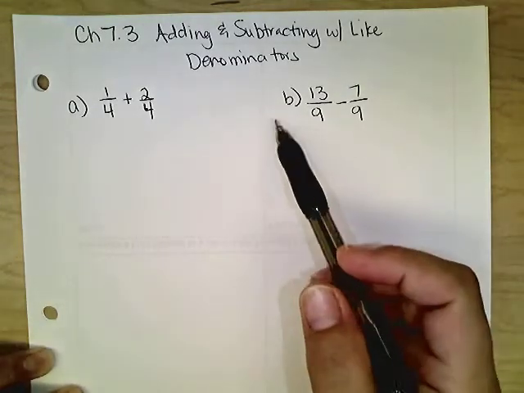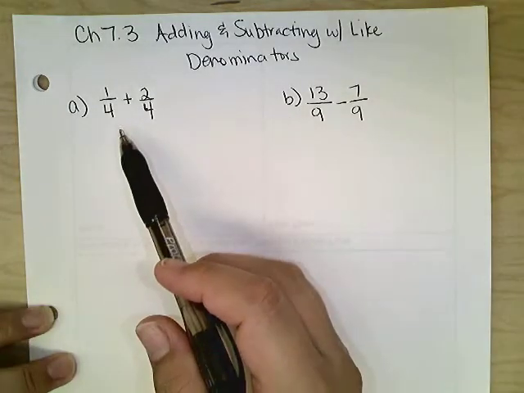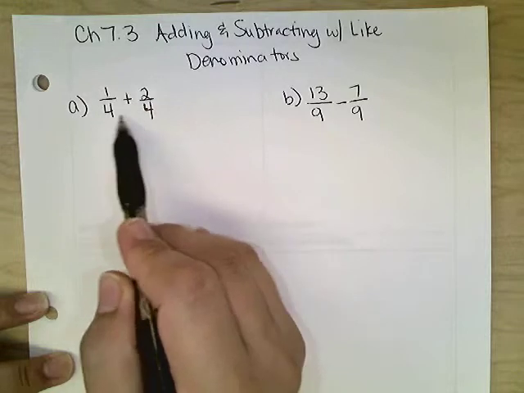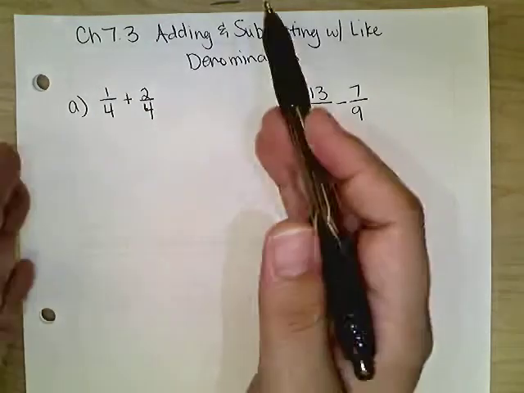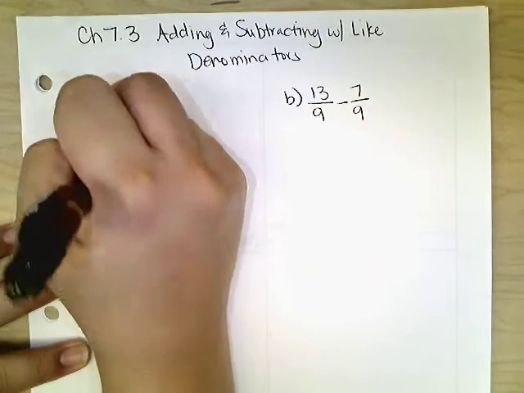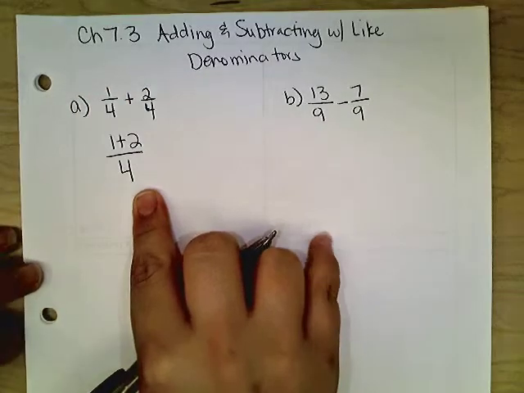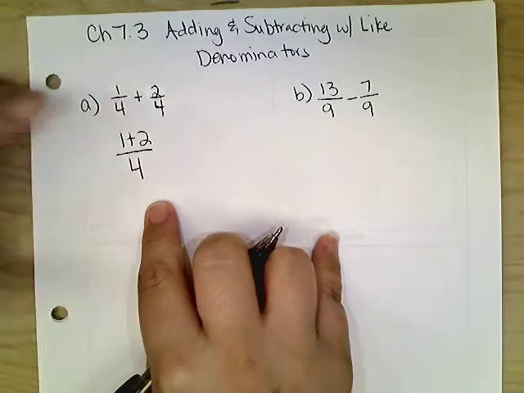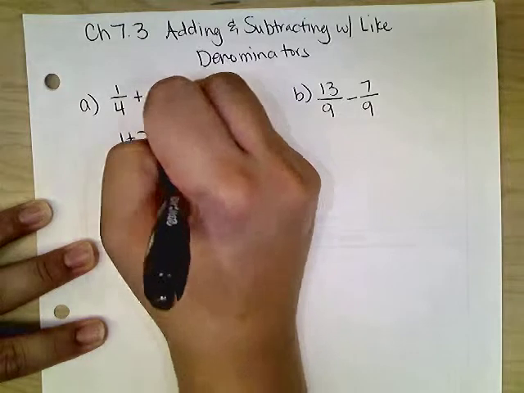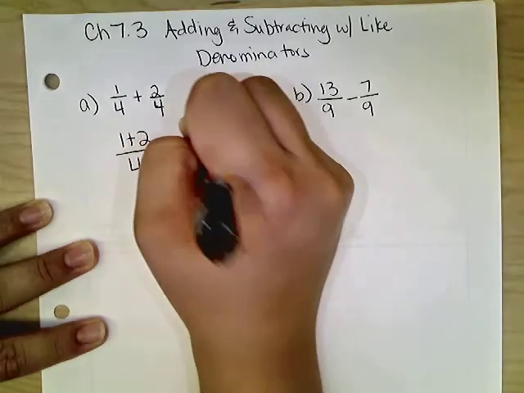Adding and subtracting with like denominators. So first we'll review with fractions. When we have a like denominator, we're simply going to add our numerators together. So we're going to add 1 plus 2, keep our common denominator of 4, and then we literally add it together. That gives us 3 over 4.